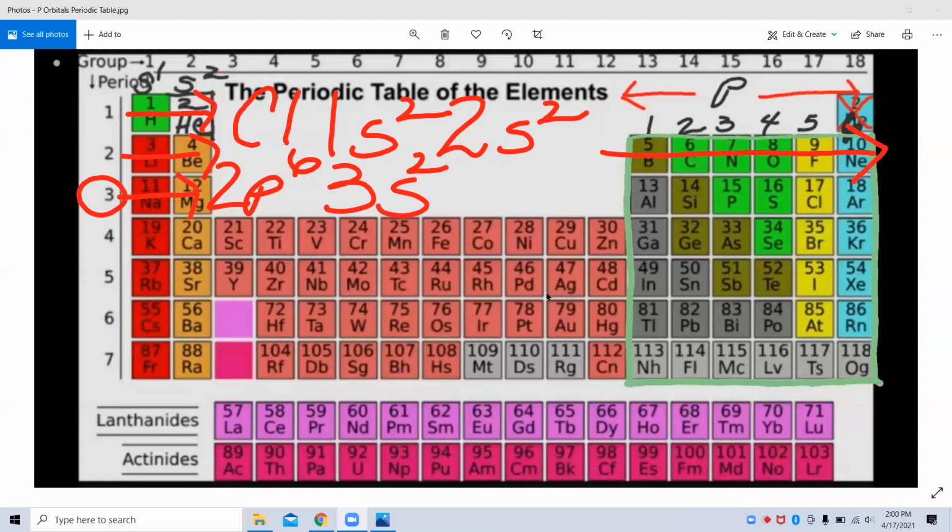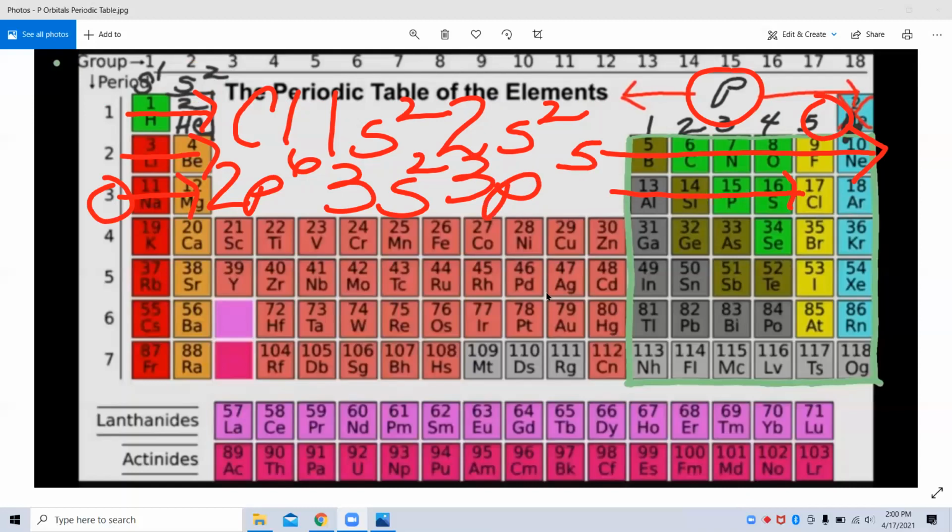Now we're going to hit chlorine. We're going to hit it here in the p block. Boom, there it is. So it's in the 3rd period, p block, and it's in the 5th column of the p block. So it's 3p5.